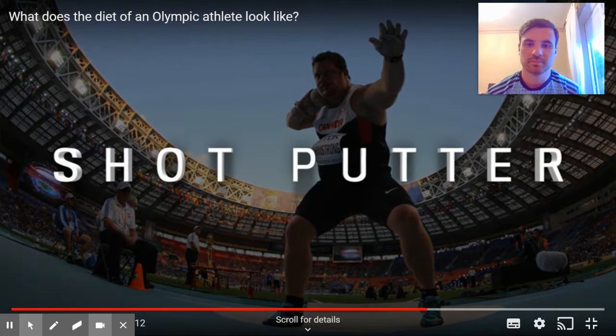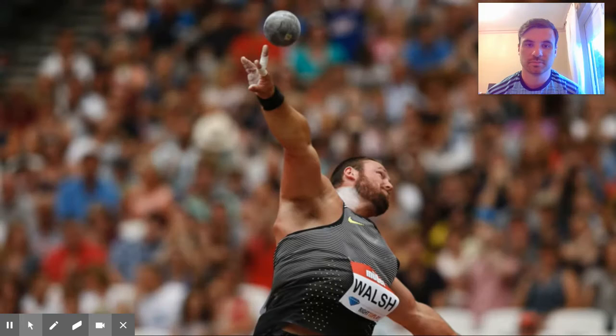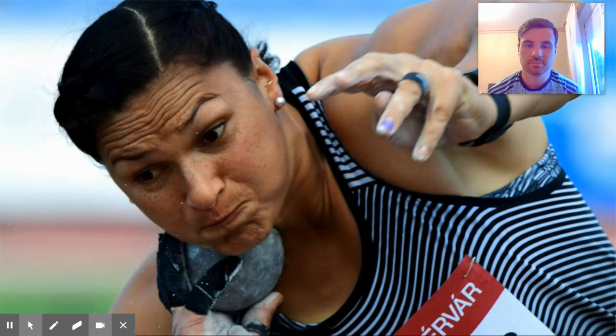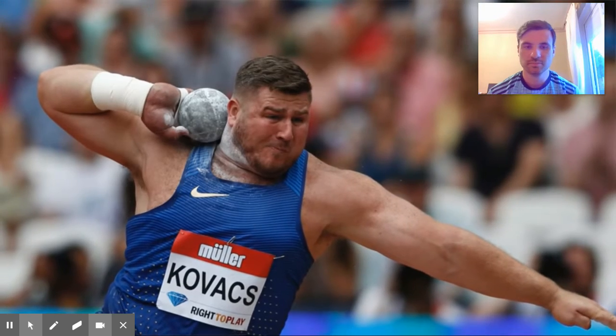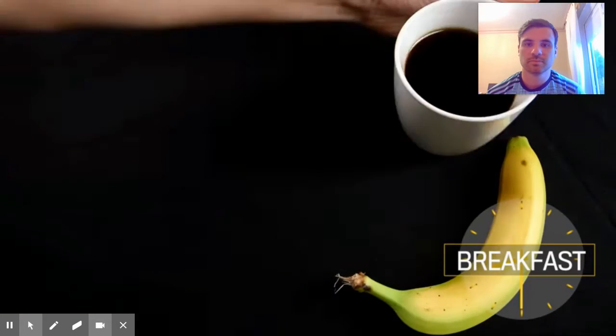Taking a look at the diet of a shot putter. Now, this is a really unique athlete. These are one of the biggest, strongest sets of athletes at the games. Because they are so big and strong, they carry a lot of muscle, and that means they need a lot of protein in their diet. Not only do they need protein, however, they do need carbohydrates because they do a lot of explosive work in training, and they're remarkably quick. So you'll see a balance of protein and carbohydrates.